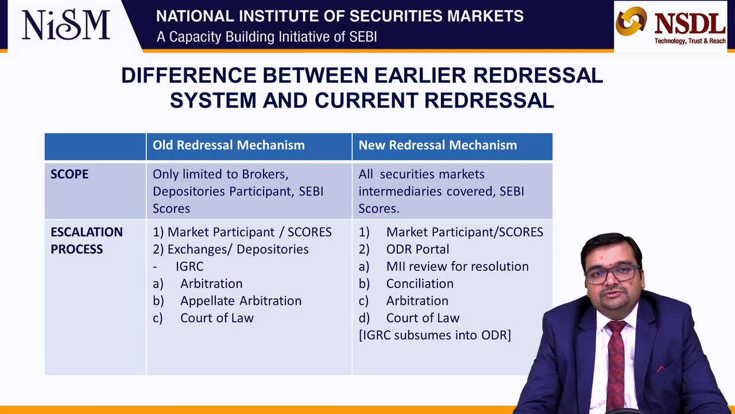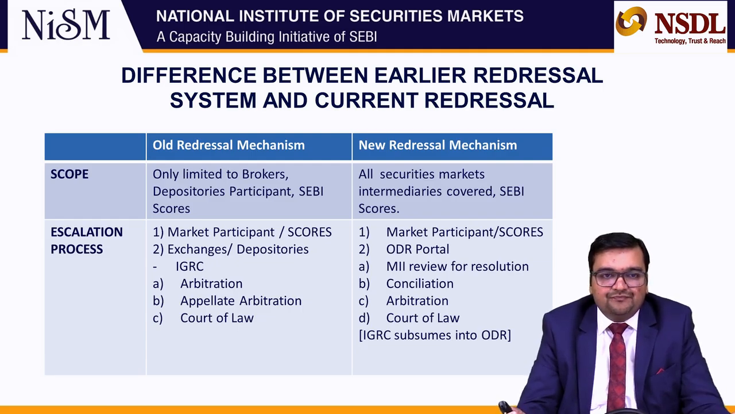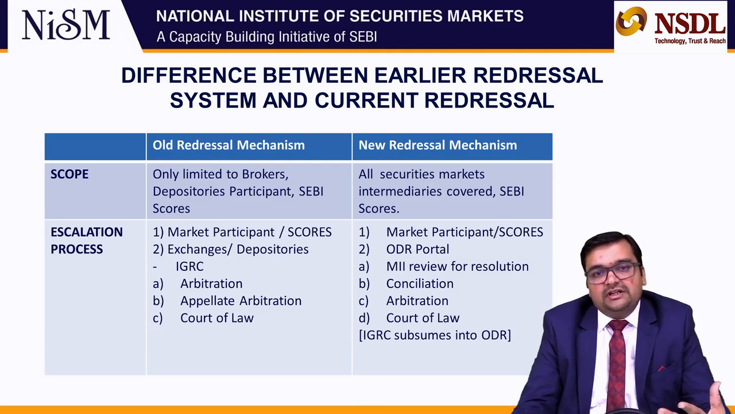Let me take you through the difference between the earlier redressal system and the current redressal system. In the old redressal system, the investor was able to file complaints and disputes against brokers and depository participants. However, the other options were not available. So now in the new system, you can file the disputes also against other types of securities market intermediaries like mutual funds, portfolio management service providers, etc.